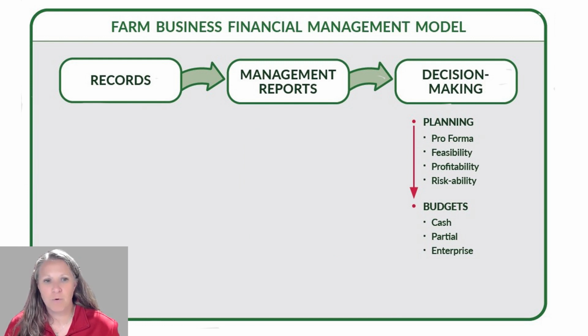Records and management reports provide a good basis for you to make decisions and plan into the future. Pro forma refers to the future view of the farm's financial position and performance, which in turn can be analyzed for feasibility, profitability, and riskability. Pro forma financial statements complement the farm's budgets. Cash, partial, and enterprise budgets are commonly used to assist the farmer in decision-making.